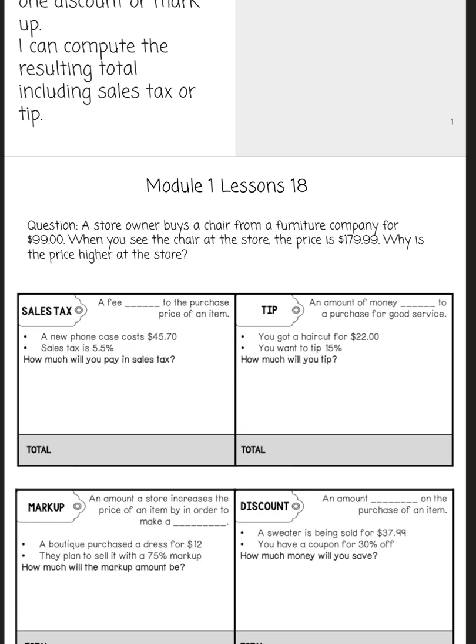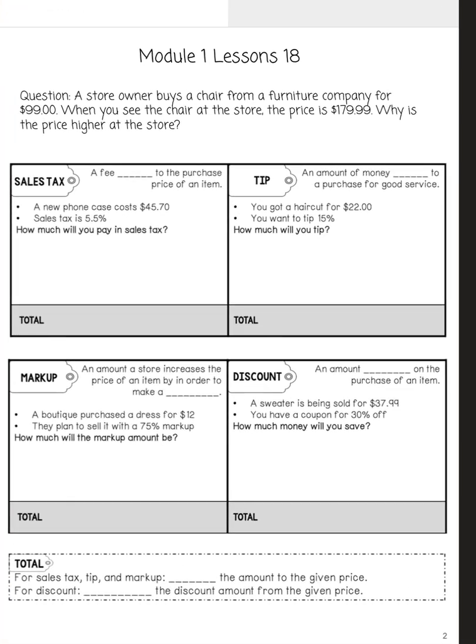So for example, Target may work with a candle company. They buy the candle from the company for one particular price. But of course, so that Target can make a profit off of that candle, they mark the price up. All right, so let's get into some vocabulary before we begin.